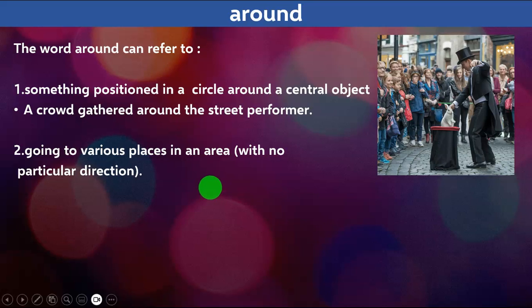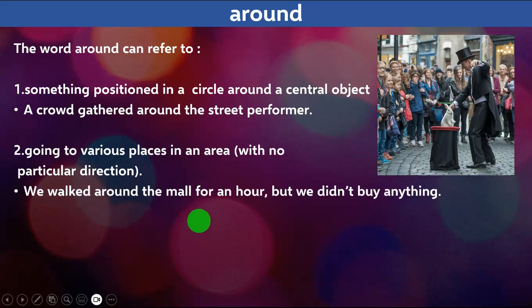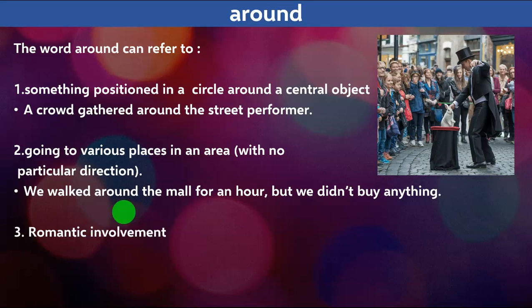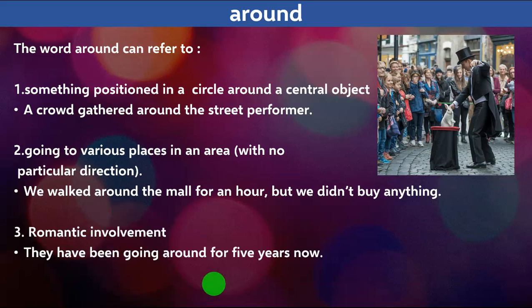Number 2. Going to various places in an area with no particular direction. We walked around the mall for an hour, but we didn't buy anything. Walked around the mall for an hour means that we went from shop to shop, but we really didn't buy anything. So that is the meaning of going around the mall. Number 3 is a romantic involvement. They have been going around for 5 years now, which means that they have been dating for 5 years. They're in love with each other. They plan to get married. That is the meaning of the word around in a romantic involvement. So I hope you understand the meaning of the word around.